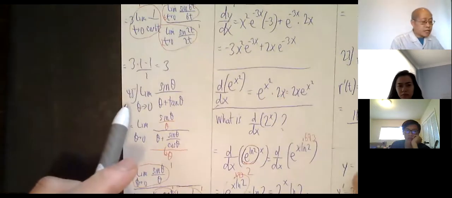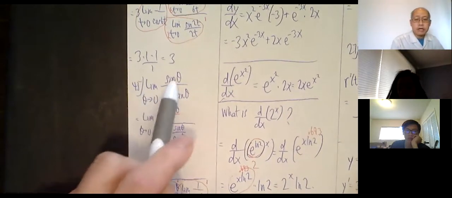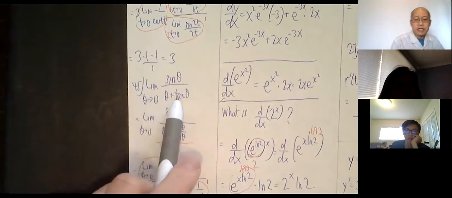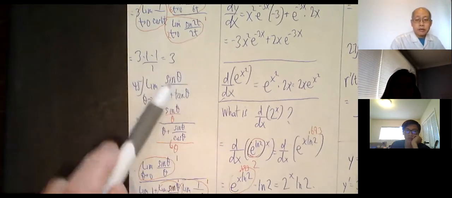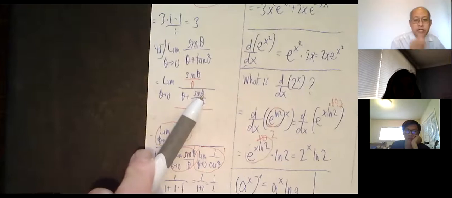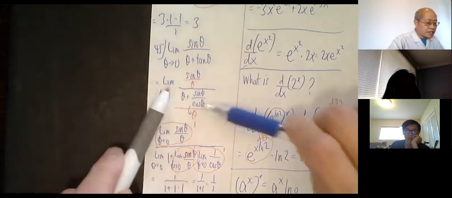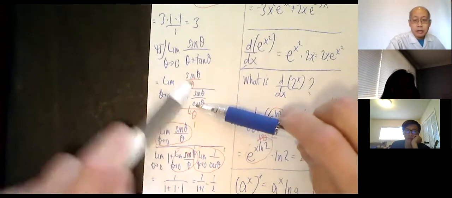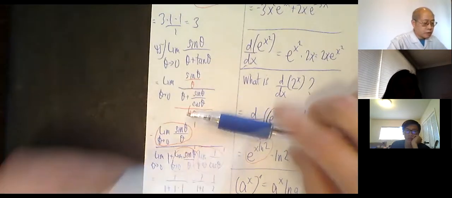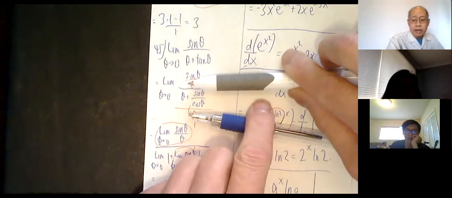Then the last one I wanted to show you was 45. Limit as theta approaches 0 of sine theta over theta plus tangent theta. So write tangent as sine over the cosine. And now, once again, I've got to get a theta there, so I'll divide top and bottom by theta. Temporarily ignore the red. This is the same as the original.